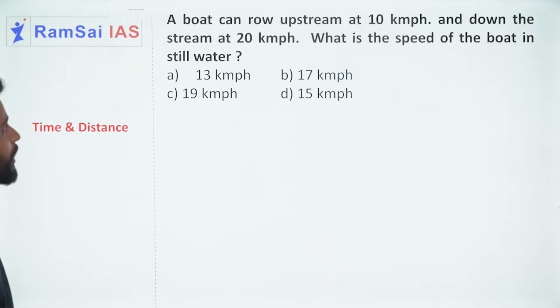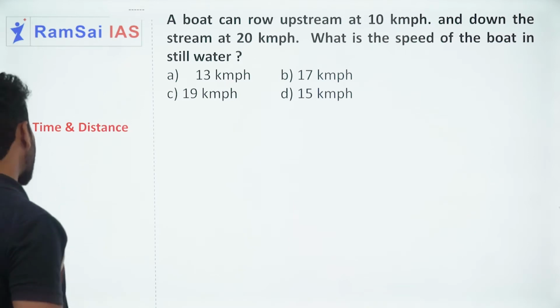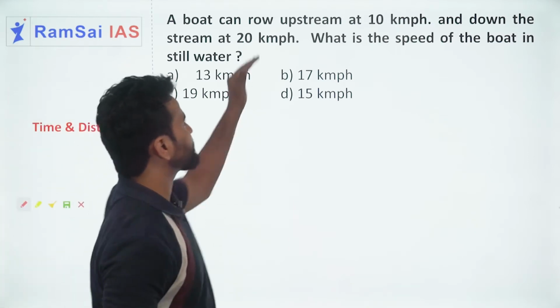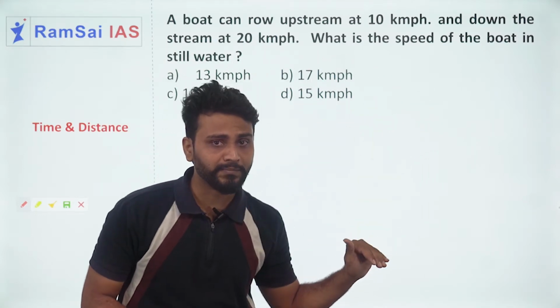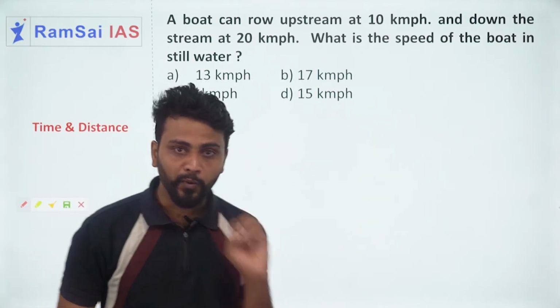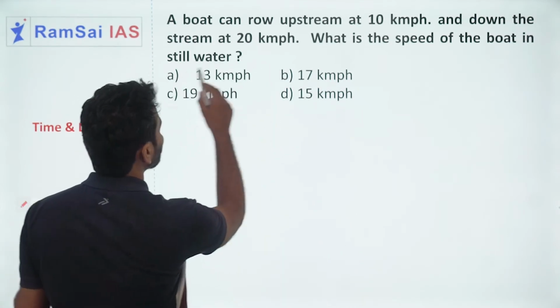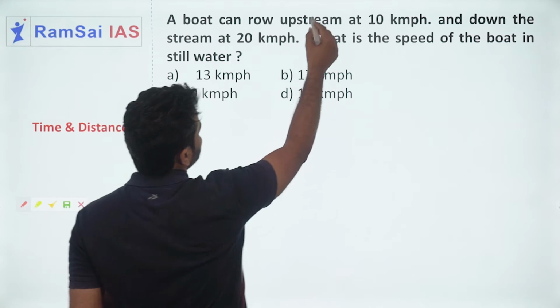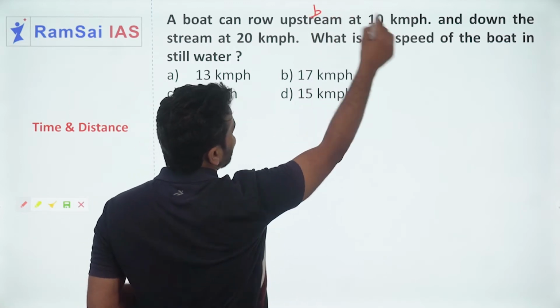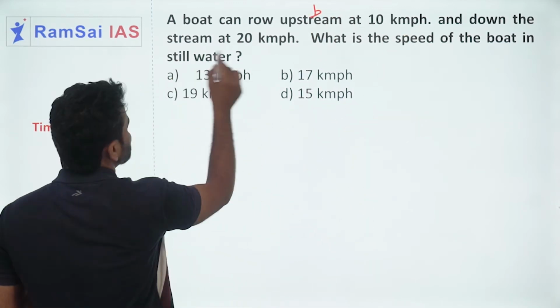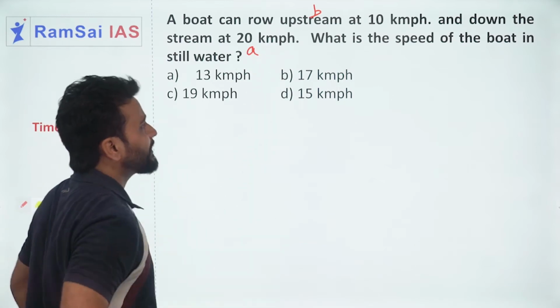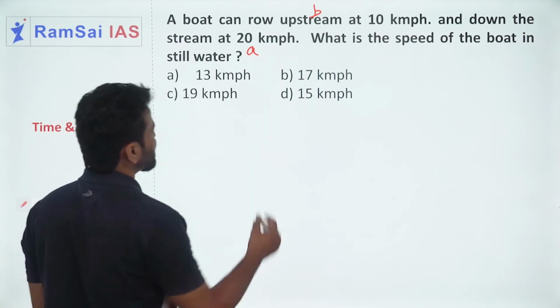A boat can row upstream at 10 km per hour and downstream at 20 km per hour. What is the speed of the boat in still water? Guys, remember, always downstream speed will be higher than upstream speed and speed of boat will be more than speed of water. Now, a boat can row upstream, B, at 10 km per hour and downstream speed A equal to 20 km per hour. What is the speed of the boat in still water?